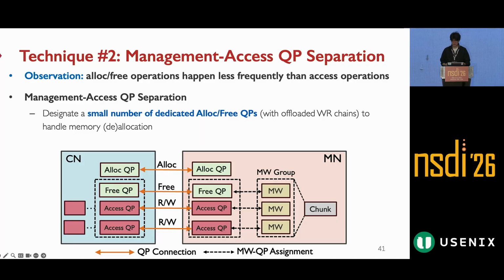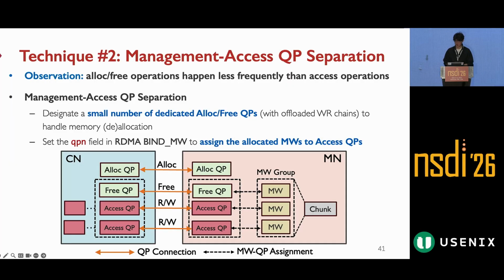For memory window assignment, we deep dived into the RNIC driver and found that the RDMA bind memory window work request actually contains a QP in field. The alloc QP can perform the memory window binding operation while assigning the bound memory window to access QPs by simply setting the QP in field to the target access QP's QPN.